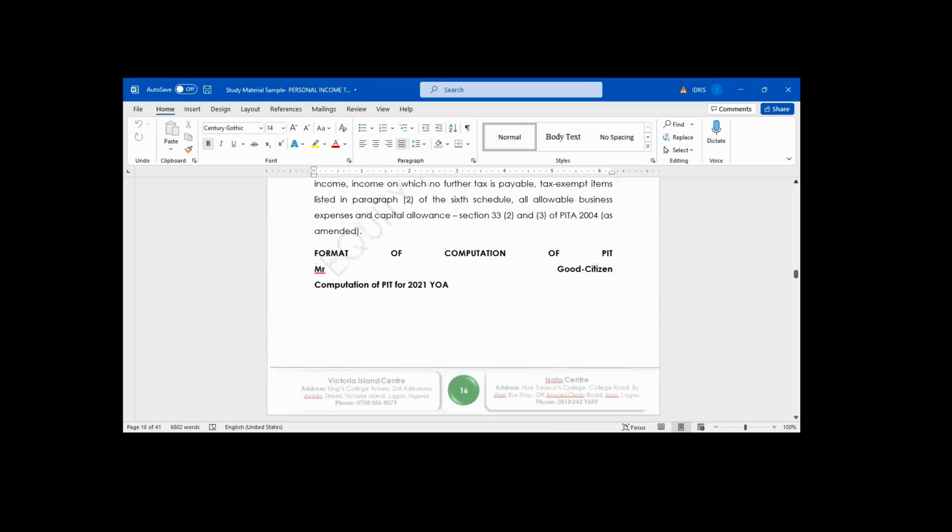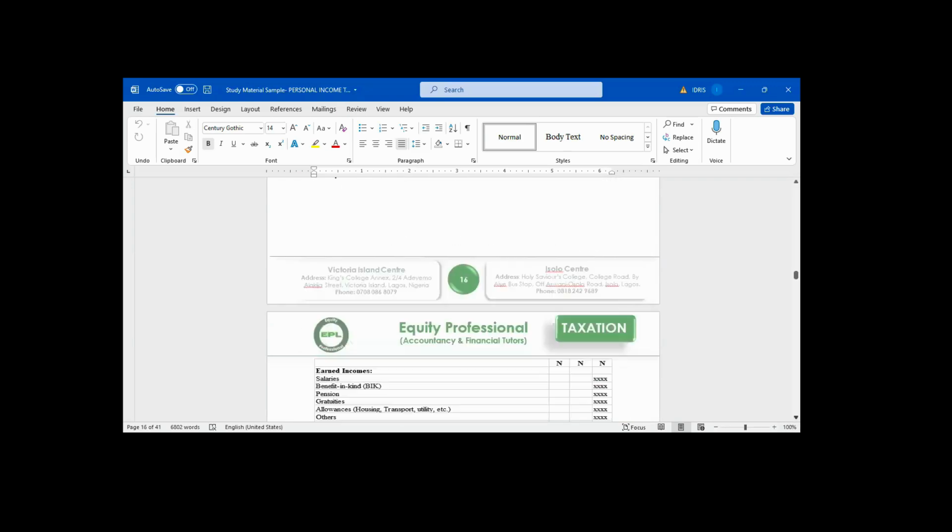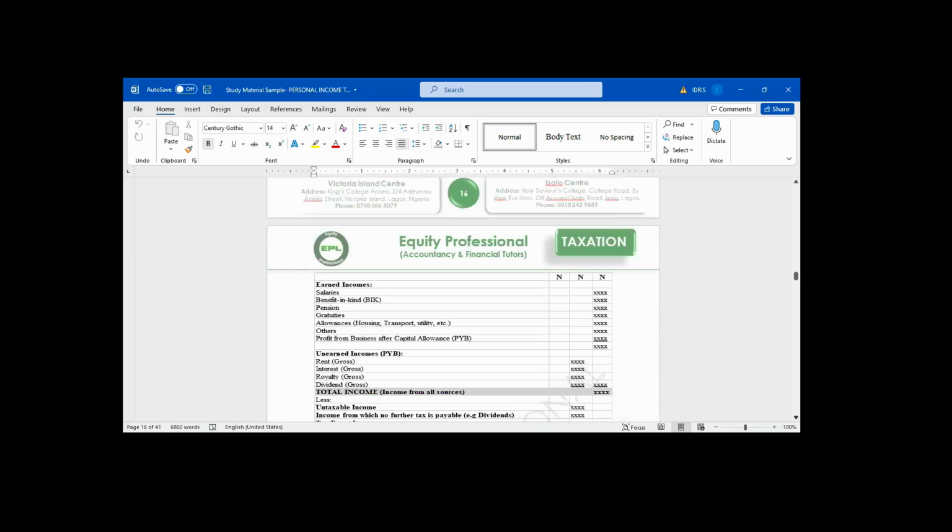If you want to compute personal income tax, you divide your income into two. You divide what? Your income into two. One of them is earned income, while the other one is what? Unearned income. Your computation of personal income tax, you divide your income into how many? Two. Earned income and what? Unearned income.